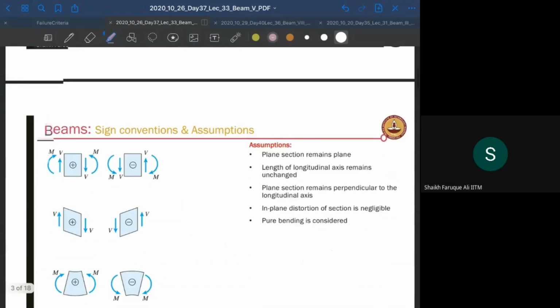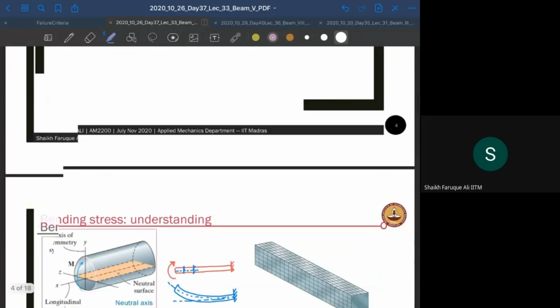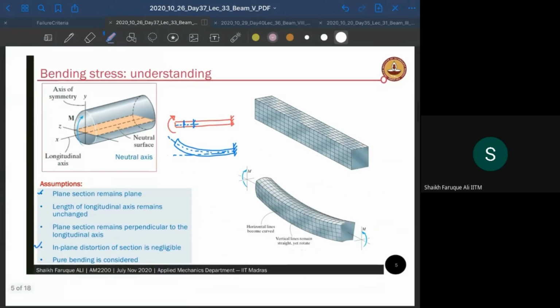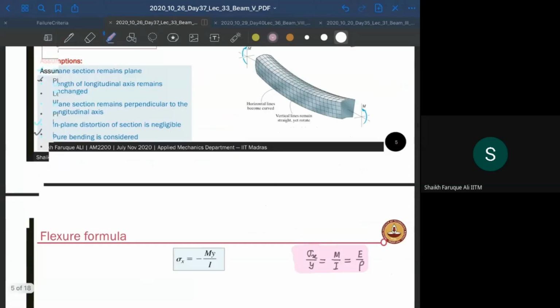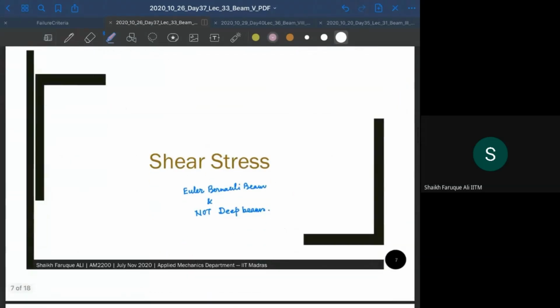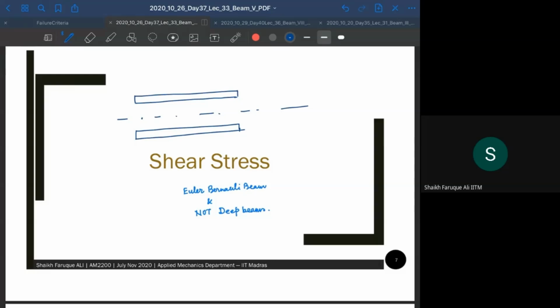I showed you one demonstration in the last class, right? Where these parts are already covered, so I'll not cover these things. Where I took an I section. Right. I took an I section which was like this.